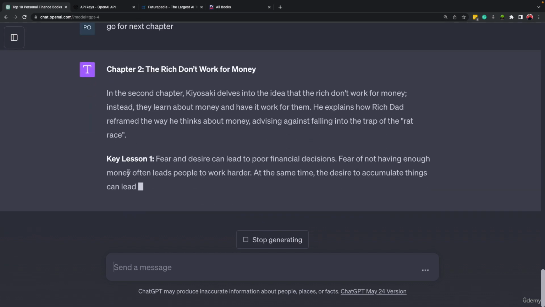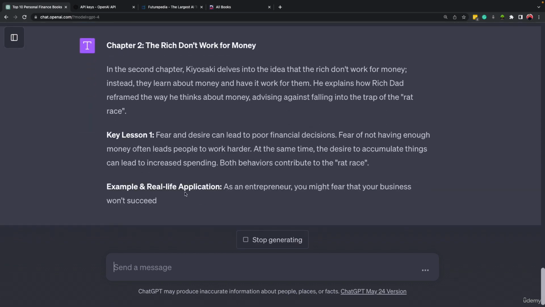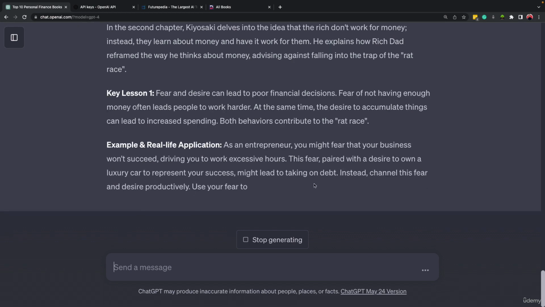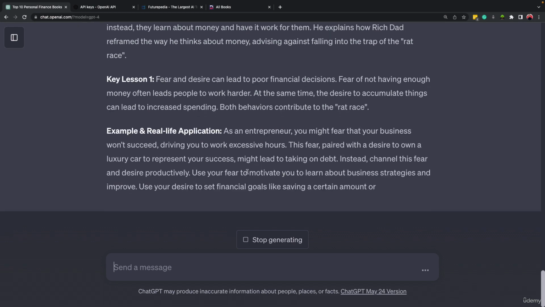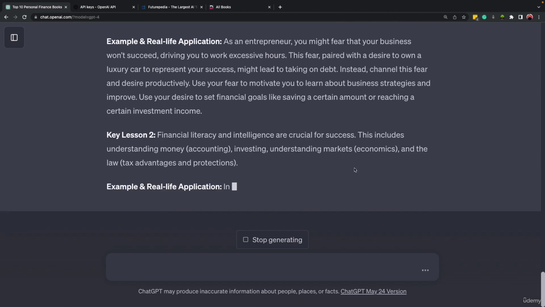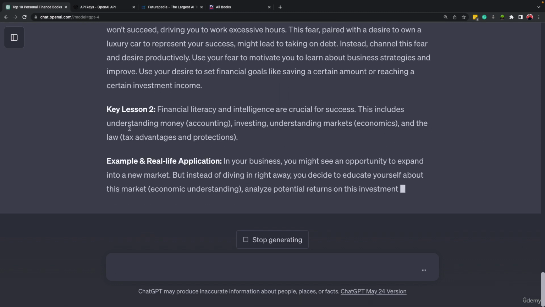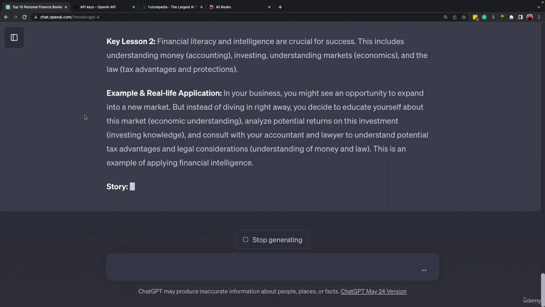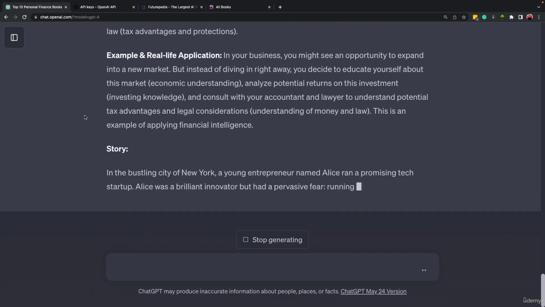And then the key lessons, then examples and real life based on my situation. This is really valuable, right? And after that, again, the shorter story and quizzes, right? So that was all about using ChatGPT to learn the content inside the book.